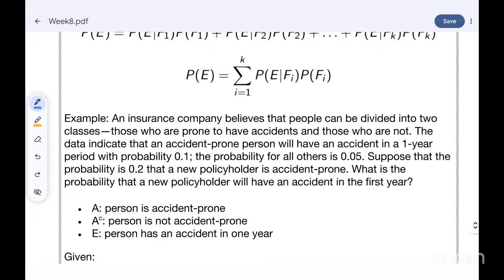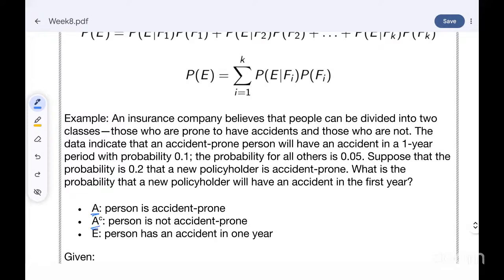Now, an insurance company believes that people can be divided into 2 classes. So what are those two classes? Those who are prone to have accidents and those who are not prone to accidents. Two classes. So the first class we are referring to as A and the second is A complement.